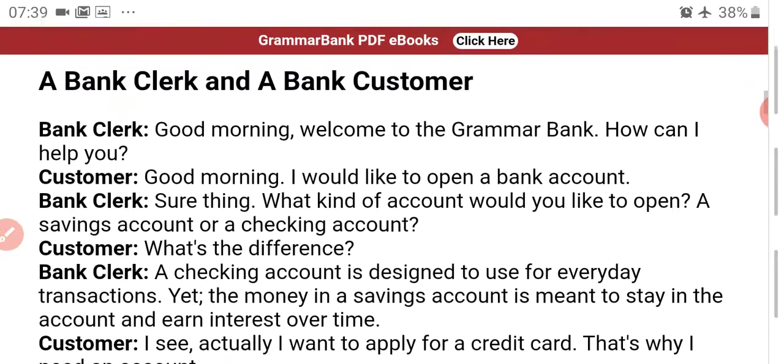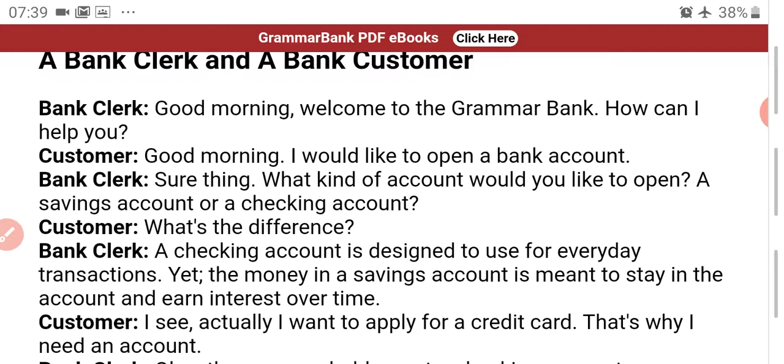I just found a couple of grammar exercises wherein there are dialogues for different situations. Okay, so here's one of the examples wherein you find a bank clerk and a bank customer talking.